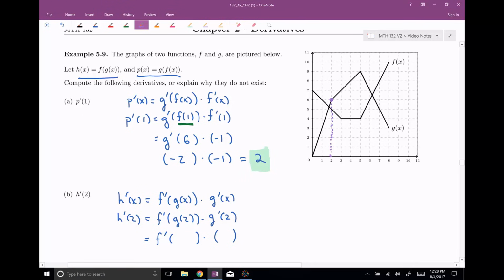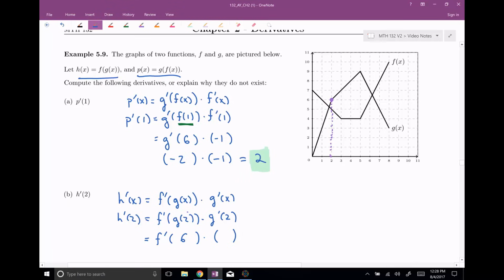There we are. And so we can see that the height, right, g of 2, what is the height at the x value 2 for the g function? Well, that's 6, right? So we have height 6 here. So I could go ahead and write 6. g prime of 2, what is the derivative at this value?